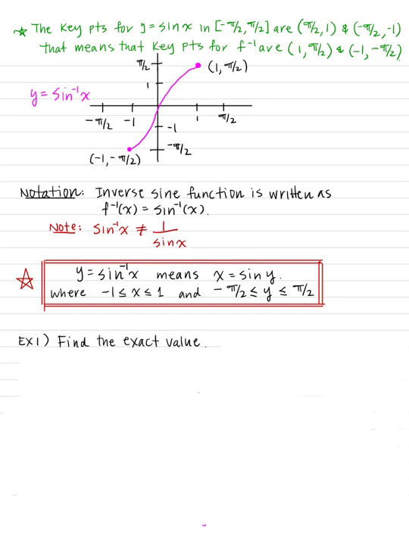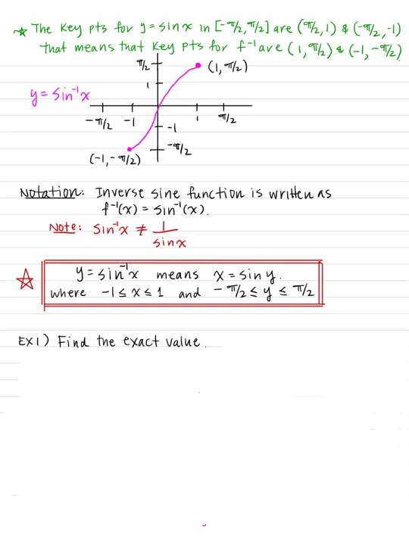Let's go with the notation. This is kind of common, believe it or not. The inverse sine function is written as f inverse of x equals sine inverse of x. Please note that sine inverse of x is just the notation. It does not equal 1 over sine x, which is cosecant of x. Definitely cosecant of x is not equal to sine inverse of x.